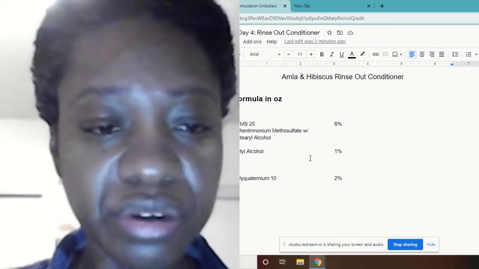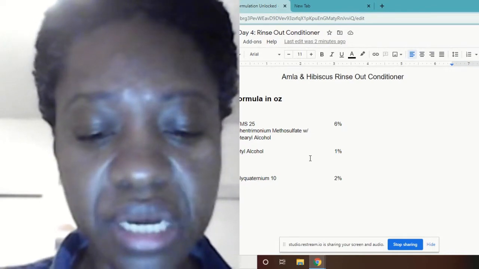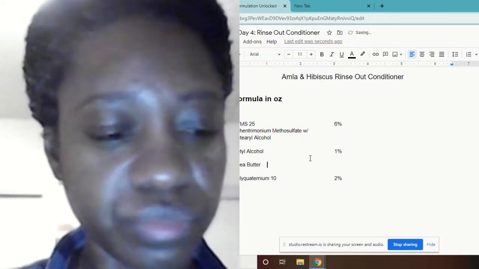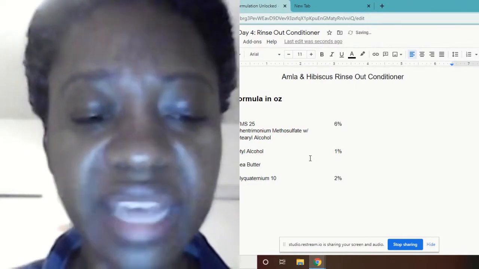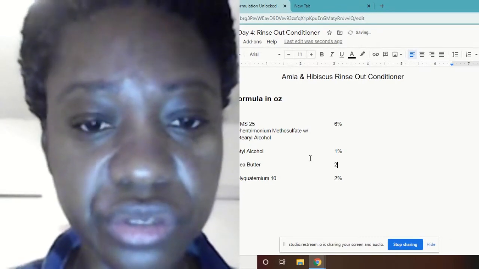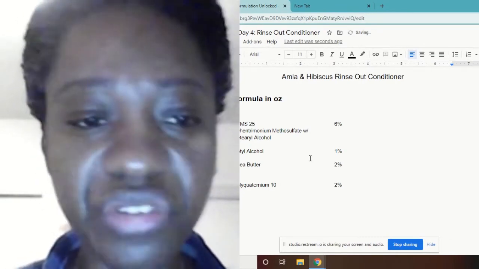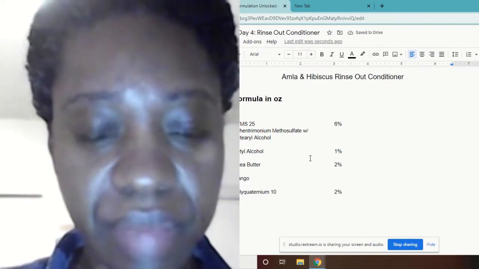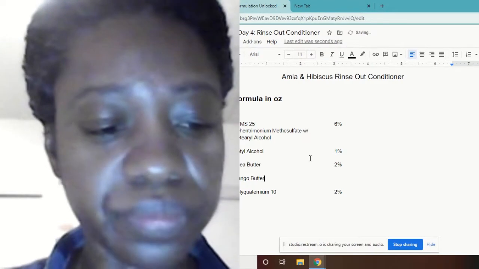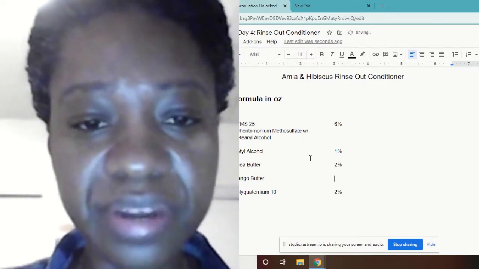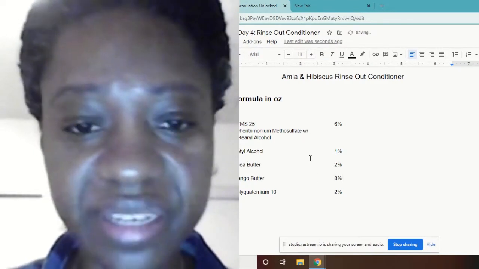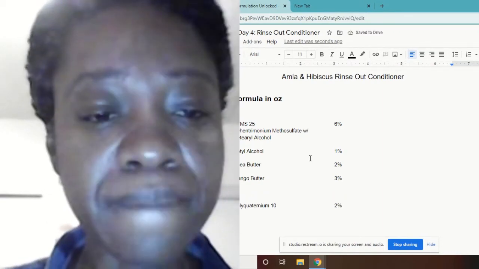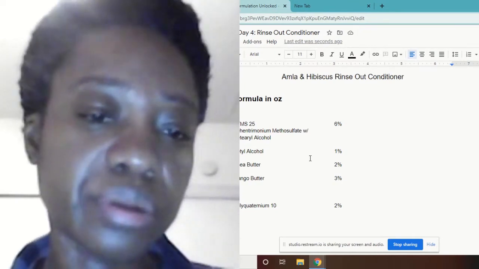Okay, so let's do something that everybody can find. Should we do shea butter, mango butter? Let's do shea butter. I usually like 5% butters, 2%. I think more than that feels like too much to me. So we'll do shea butter, mango butter. I'm sticking to basic butters here that I feel like everyone can find. I'm not going to go into the exotic butters like the murumuru and so forth.